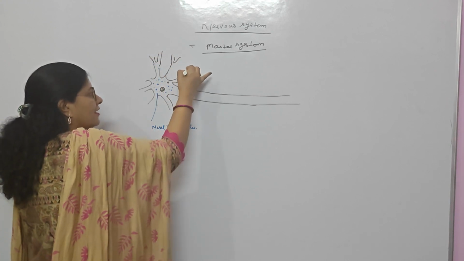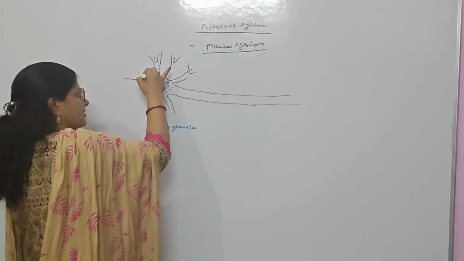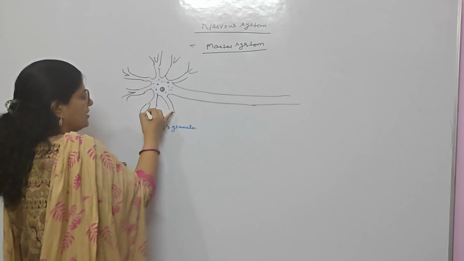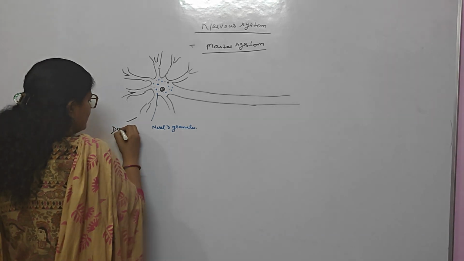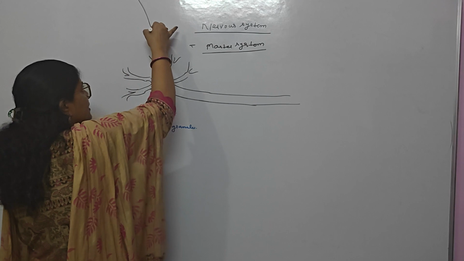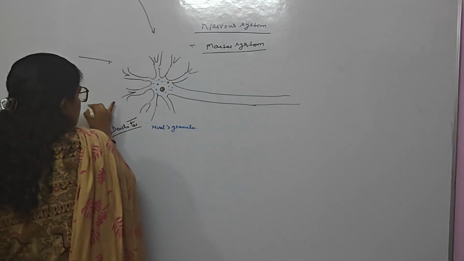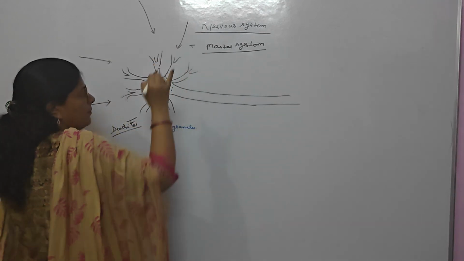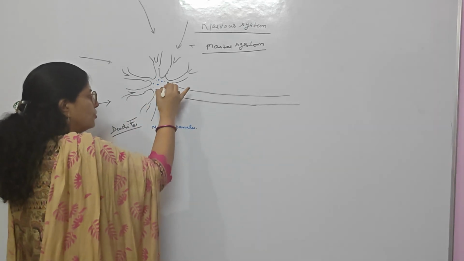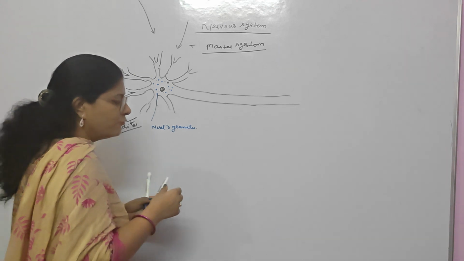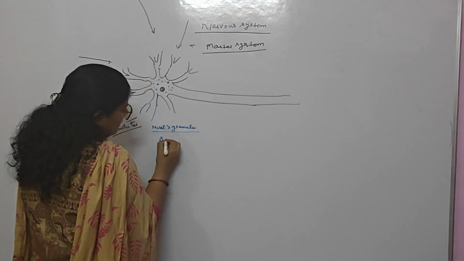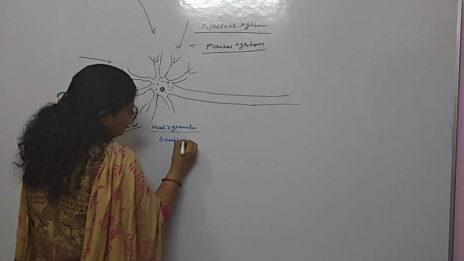So these are the dendrites, like the branches of a tree, you remember by looking at this. These dendrites are responsible for receiving the stimulus from the external environment. So this is the dendrites, this is the body, this is the nucleus, nucleolus, and we have neurofibrils. So these are the basophilic granules.